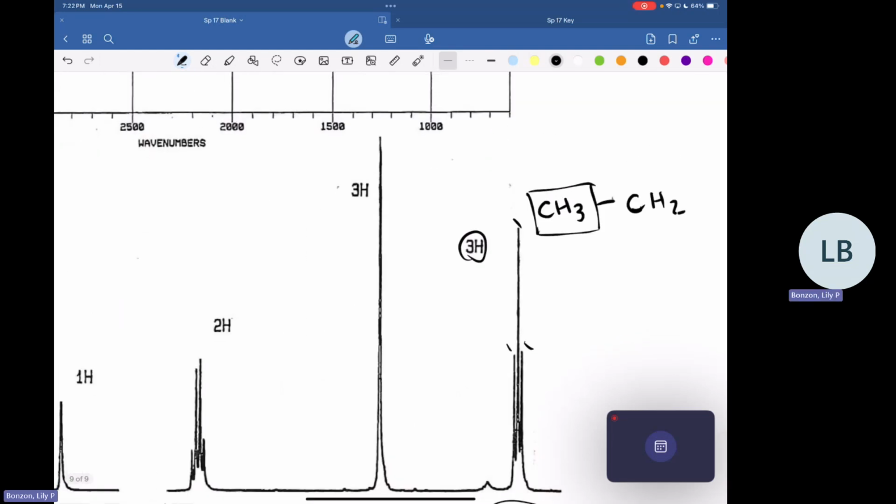Going on to the next peak. This one's also CH3. But this one is a singlet. We only have 1 peak. So this one doesn't have any hydrogen neighbors. So I've got that there.